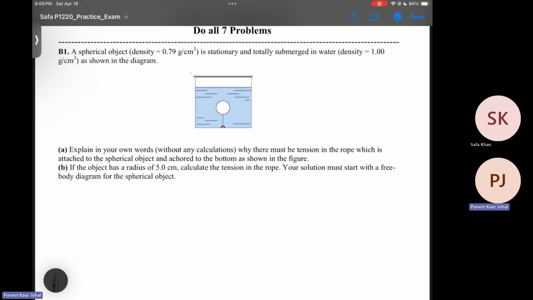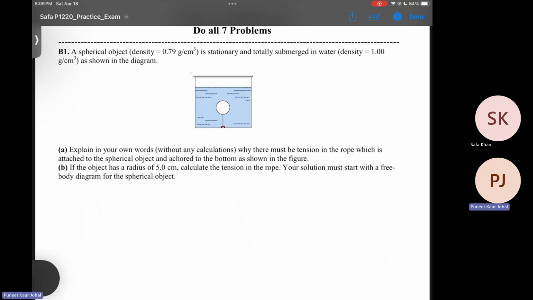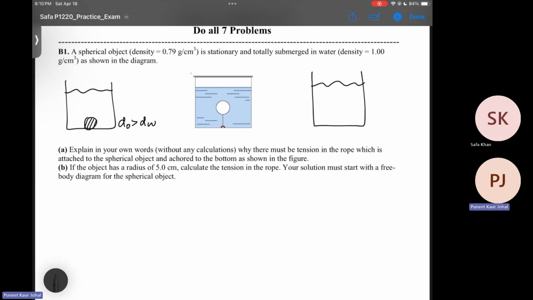One is where you're totally submerged. One is you will be completely submerged in water without any force, and that is when your density of the object is greater than density of water. Sometimes you will float, and notice with floating, a part of the object is above the surface, part of the object can be below the surface. That is when the density of the object is less than that of water.